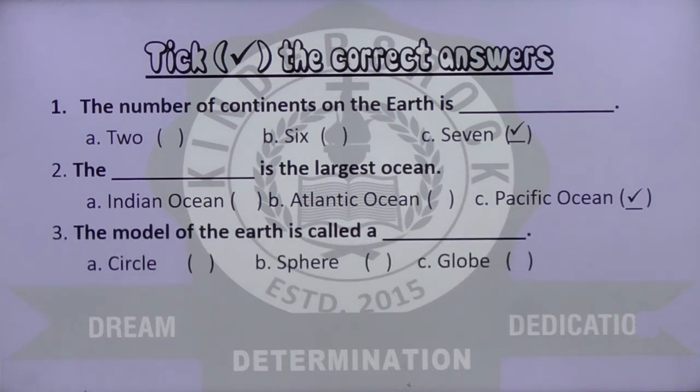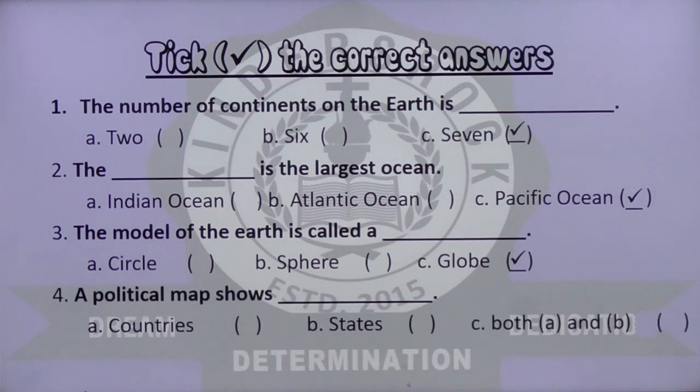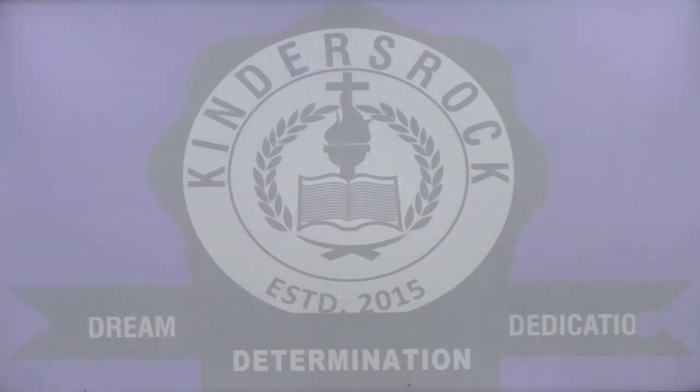The model of the earth is called what? A circle, a sphere? No, it is called a globe. Okay? And a political map shows what? Countries, states, both. It shows both A and B. Right? So that is all about tick the correct answer.